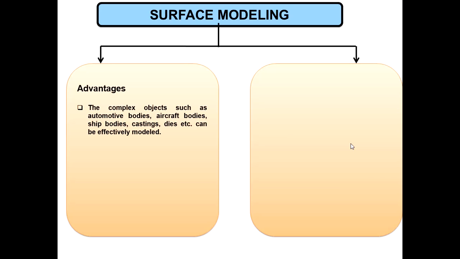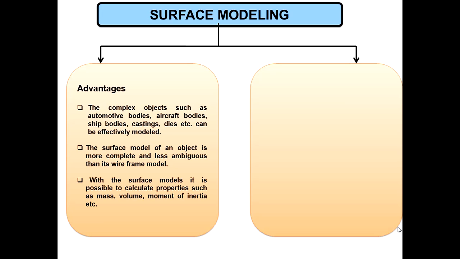Let's see now the advantages and disadvantages of this surface modeling. No doubt, we can go for some complex object shapes like automotive bodies, castings, and ship bodies. All these can be very easily represented with the help of this surface modeling technique. Then we have less ambiguity as compared to your wireframe model. Three-dimensional objects or complicated shapes cannot be represented, or it is very difficult to represent them with the help of the wireframe model. So these disadvantages can be overcome in the surface model.